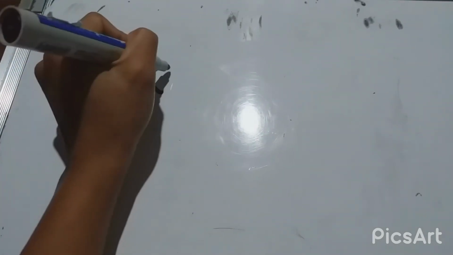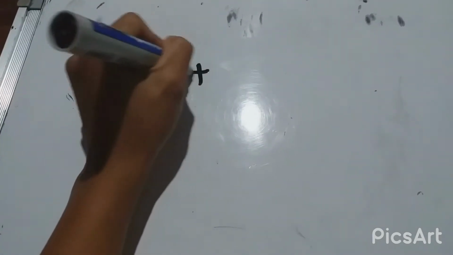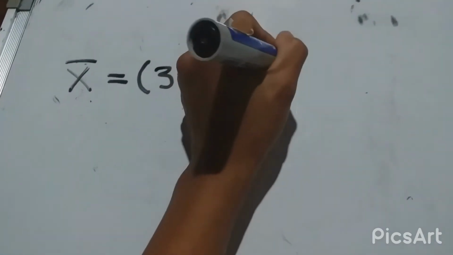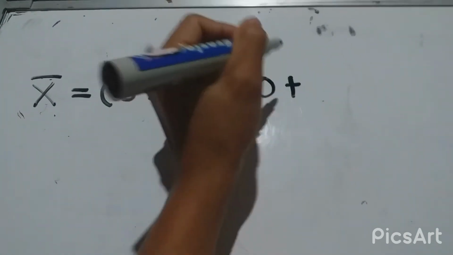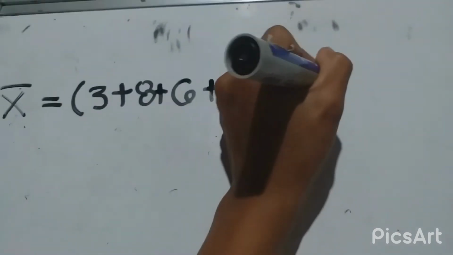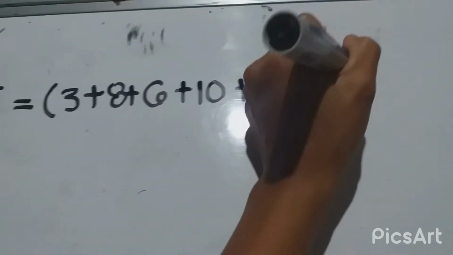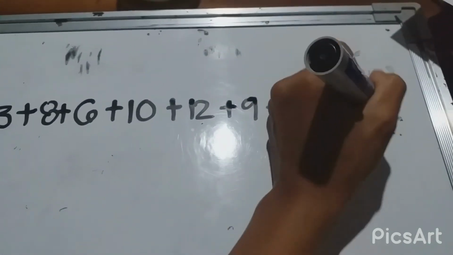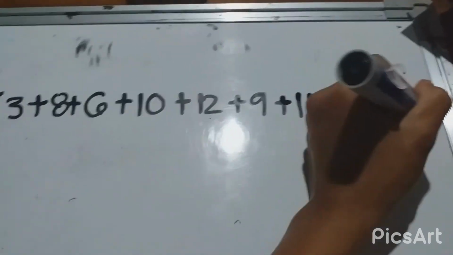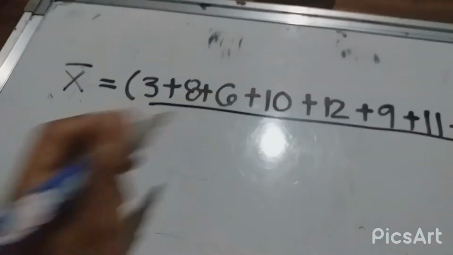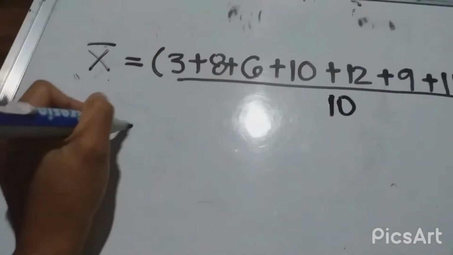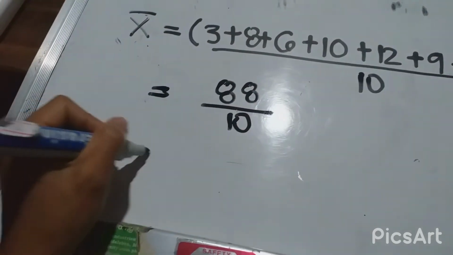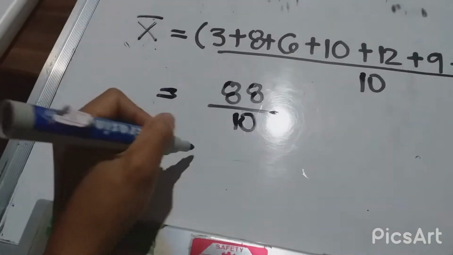Mean is equal to 3 plus 8 plus 6 plus 10 plus 12 plus 9 plus 11 plus 10 plus 12 plus 7 over 10, which is equal to 88 over 10, which is equal to 8.8.